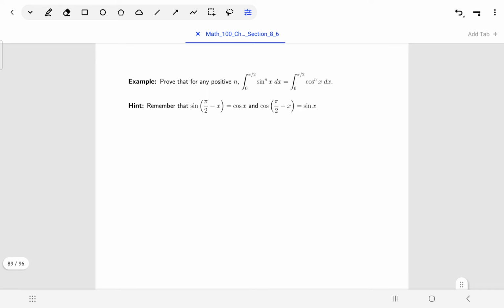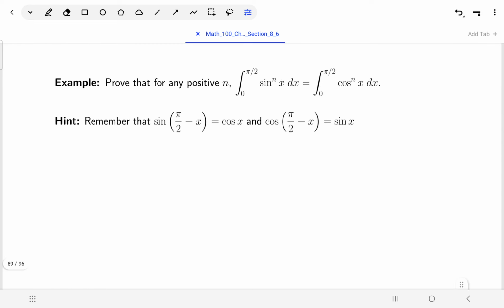Okay, one little last one to look at, and this one is, of course, a definite integral problem, but this is a little bit of a proof problem. We want to show that these two things, the definite integral from 0 to pi over 2 of sine^n of x, and cosine^n of x over the same interval, have the same definite integral, no matter what power n we're looking at, as long as n is positive.